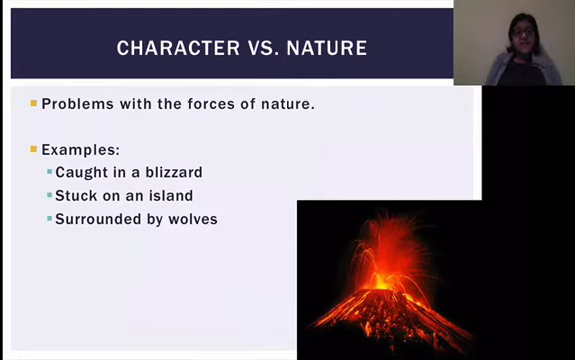The next is character versus nature. So this is when a character faces problems with the forces of nature. So for example, a story about being caught in a blizzard or stuck on an island or surrounded by wolves would be character versus nature examples of conflict.